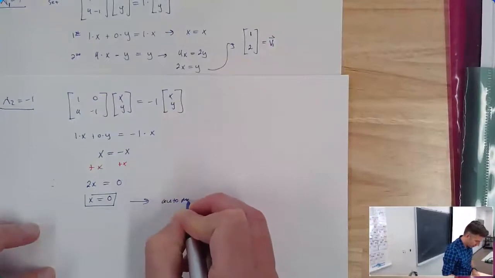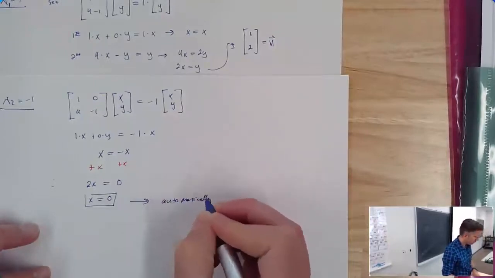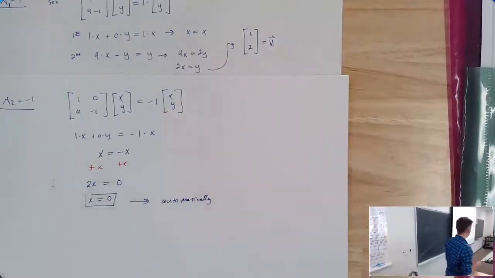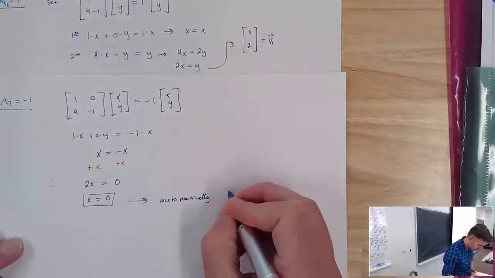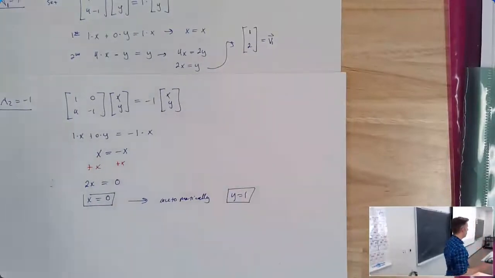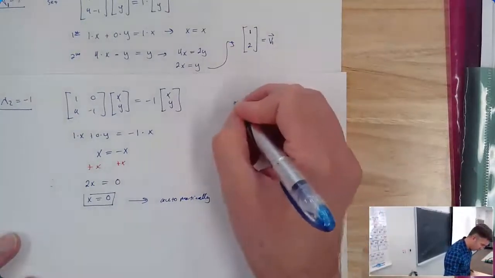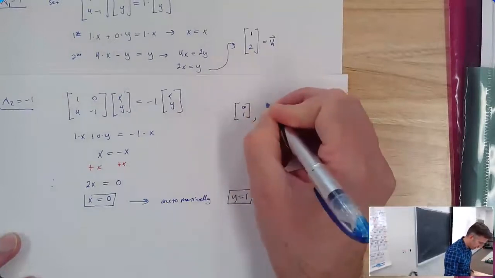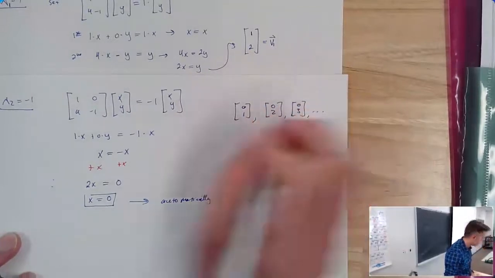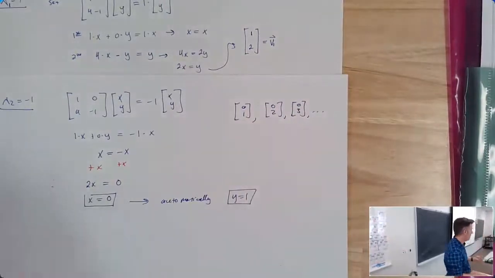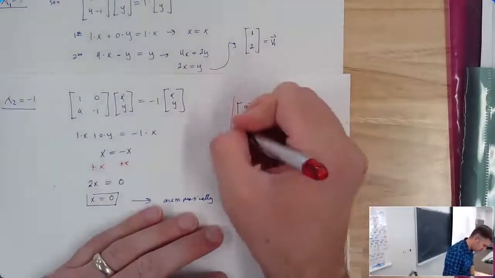So automatically, if one of the pieces of your eigenvector is a 0, the other piece is whatever non-zero number you want, but we always pick 1. You can pick 2, I can pick 3, you can pick 4, but they're all multiples of each other, right? If this is an eigenvector, then so is any multiple of it. So we pick the one with the smallest possible integer value.